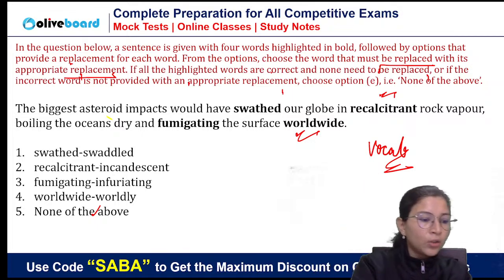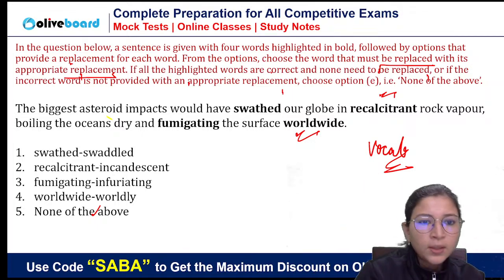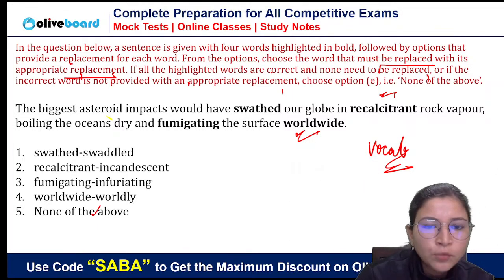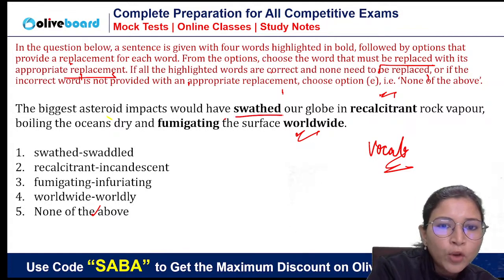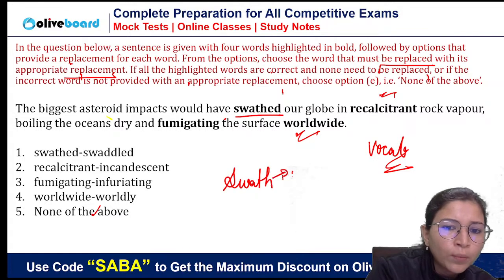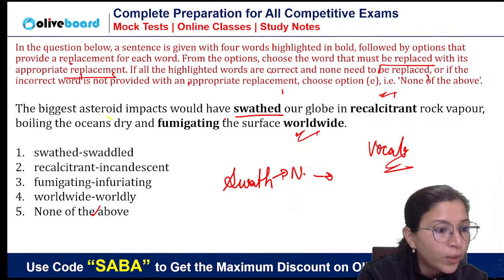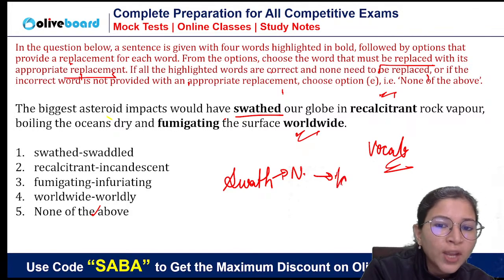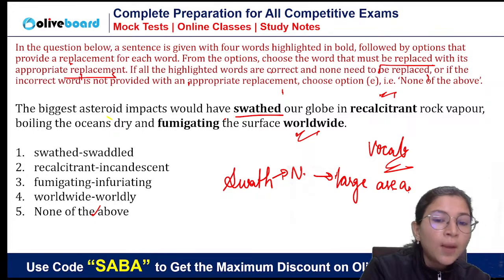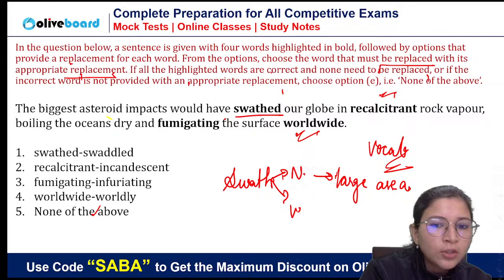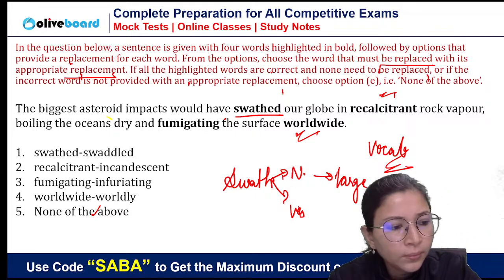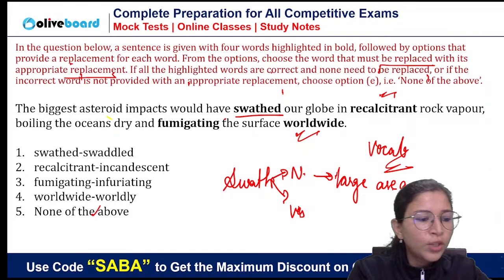Okay? Chalo. No replacement. The biggest asteroid impacts would have swathed our globe. What do you mean by this word swath? Now see, swath is basically a noun also. This we say, a swath of land. We have seen so many times in editorials, right? So it refers to a large area of land, a wide area. But it can be a verb. Here it is used as a verb only.